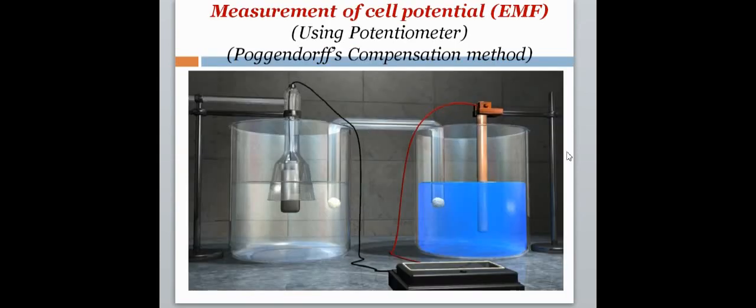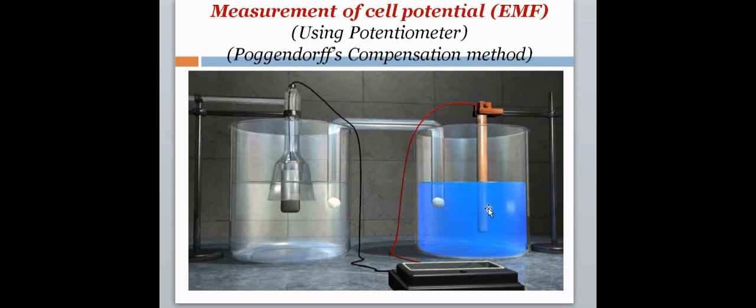Now let's find the cell potential experimentally. All this while we were finding it out using a formula. How can we find it out experimentally? Let's do that using a potentiometer. It's called the Poggendorff compensation method. So this is how your galvanic cell looks like.